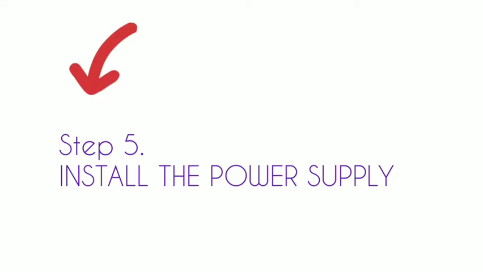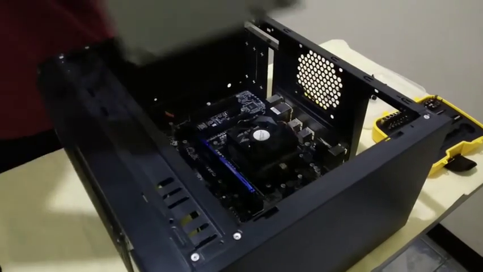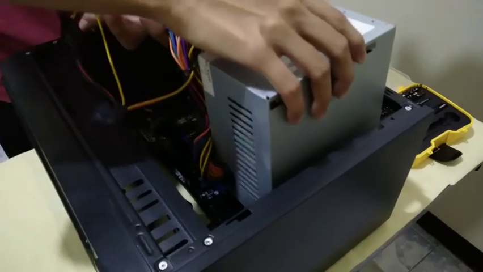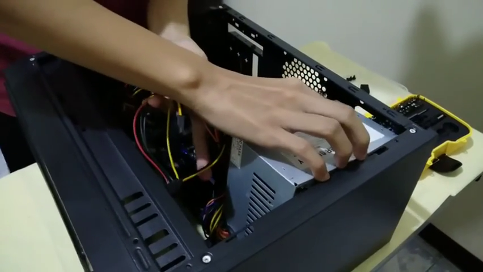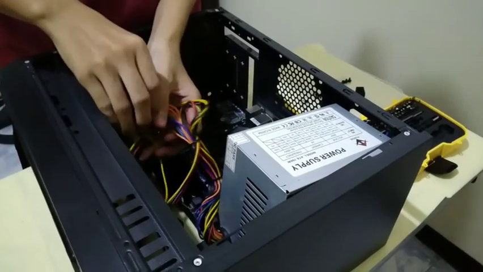Next. Step 5. Install the power supply. Mount the power supply and fasten with screws in place to the case mounting points. Plug the largest and 8-pin cabling connectors from the power supply to the motherboard.